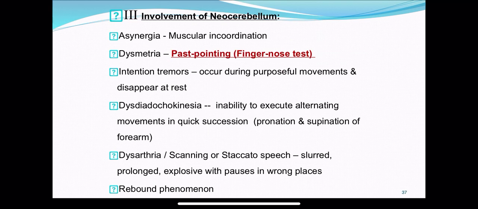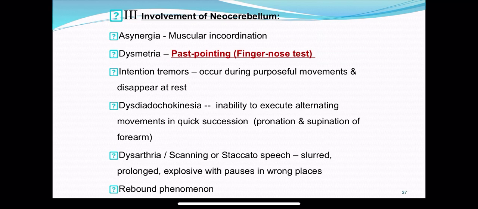So if you have any problem or involvement of neocerebellum, the patient will not be able to close the eyes and touch the tip of the nose with his own finger. This is known as past pointing or finger nose test, and this condition where he is not able to do so is known as dysmetria.